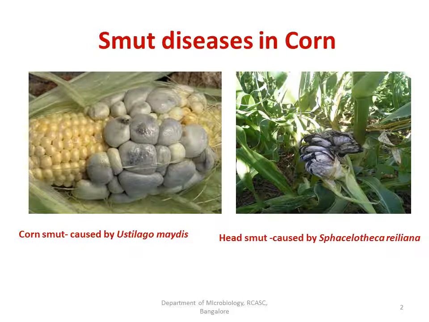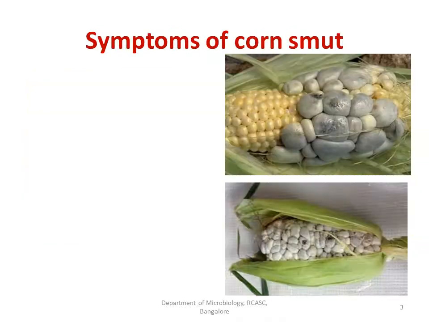Two different kinds of smut diseases can be observed in corn. One is corn smut, which is caused by Ustilago maydis, and the other is head smut, which is caused by Sphacelotheca reiliana. These are the two different diseases which we are going to study in detail in this particular video.